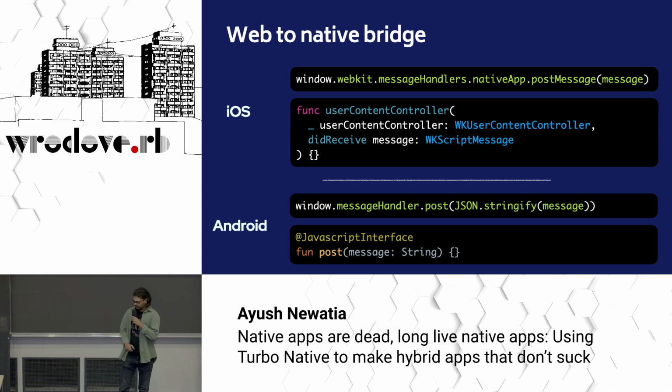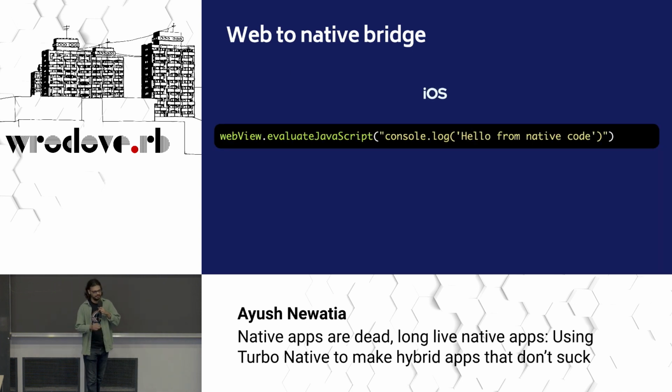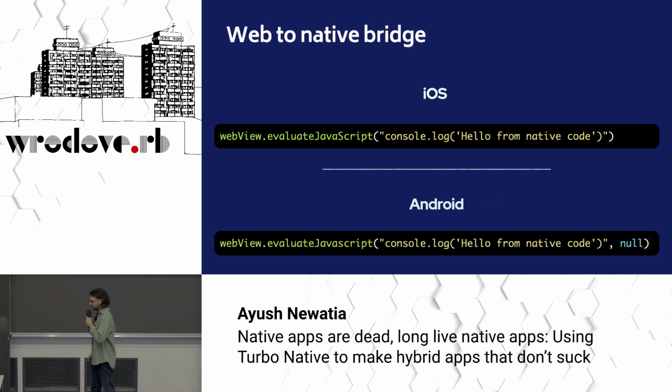And then if you want to go the other way, you can evaluate JavaScript from native code in a web view. So all you've got to do is call evaluate JavaScript and give it a script, and it'll just evaluate it in the web view. And that's how you do it on Android. So it's really powerful when you have this two-way bridge to take the level of fidelity of your app a little bit higher and give it a little bit more of a native feel.